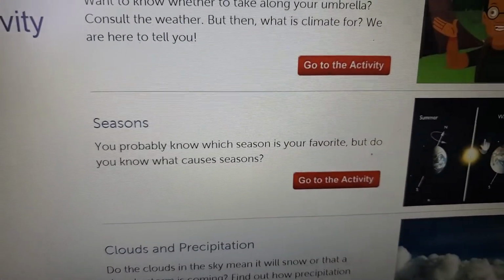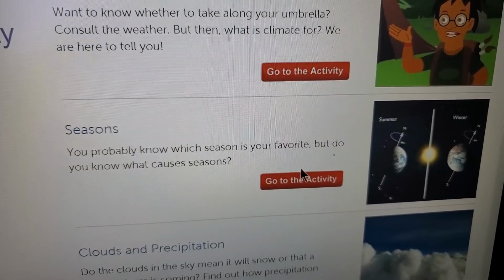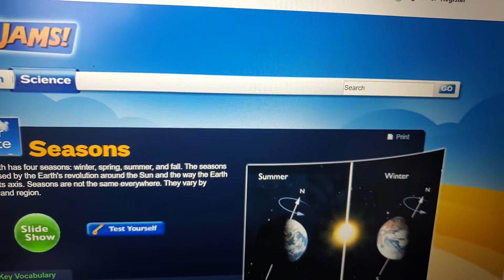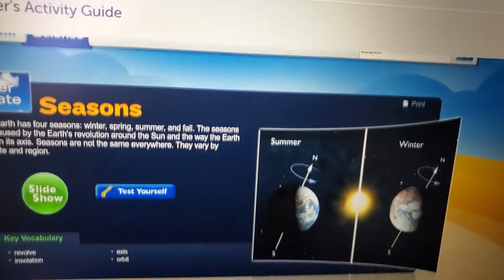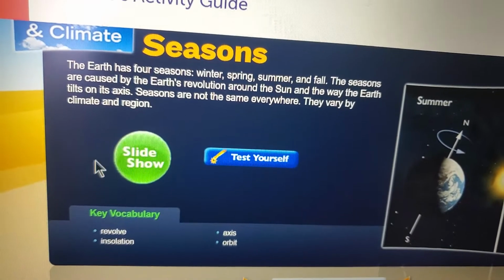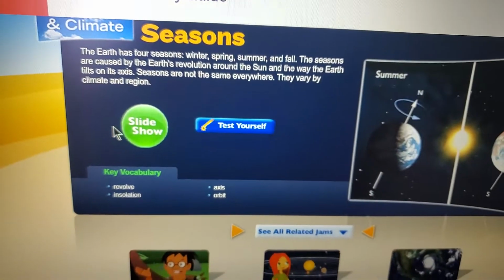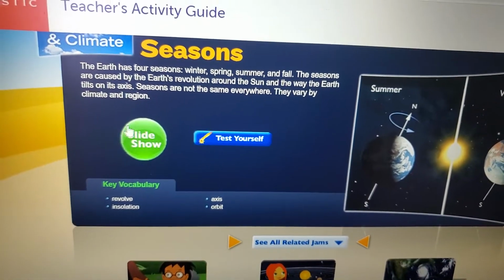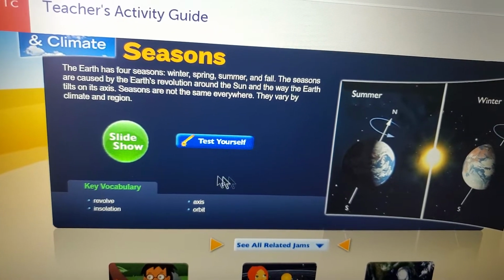So you're just going to click on the activity. It says go to activity. You will click on that, and then it will come up with a fun video that you can watch. And so you'd come over here, you're going to say slideshow. The one yesterday was actually a video. And then you're going to be reading the slides, and then you'll take the test.